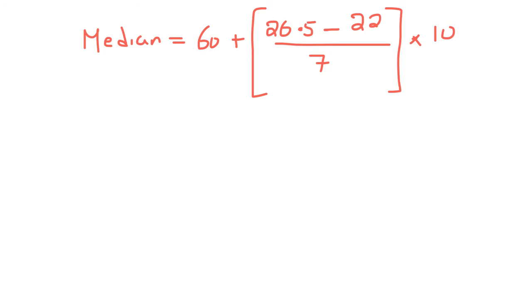Simplify this and we get 60 plus 45 over 7. And that is going to be 66.4. So about half the students have scored marks less than 66.4, and the other half have scored marks more than 66.4. This is how you find out the median of the grouped data. This completes the lesson on finding the median of the group data.